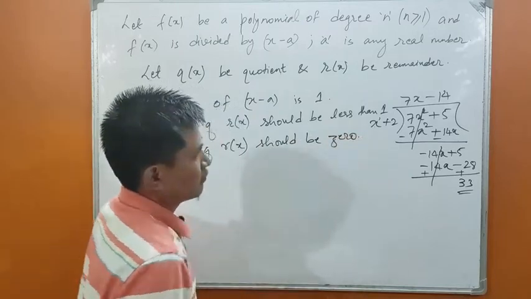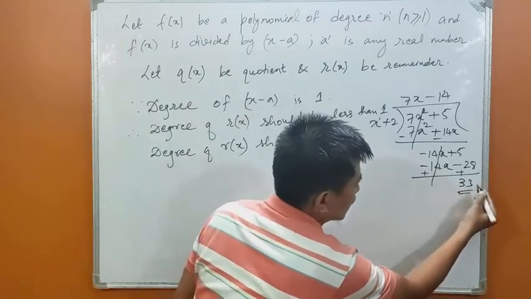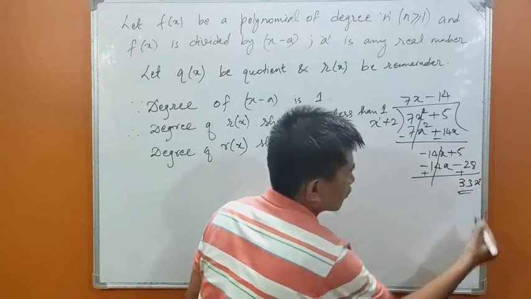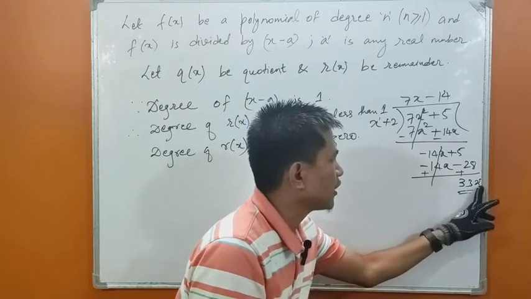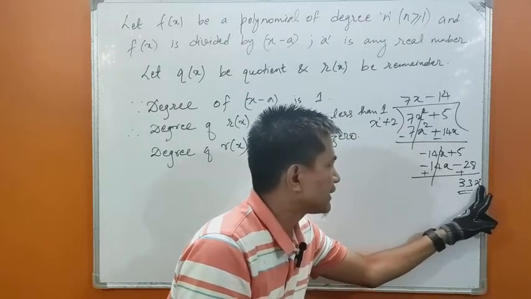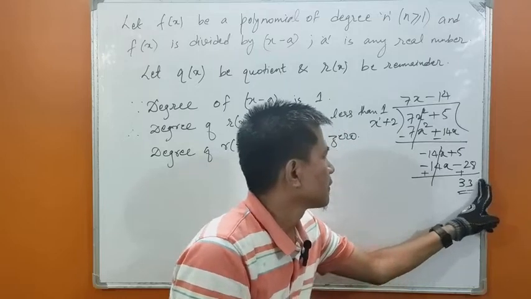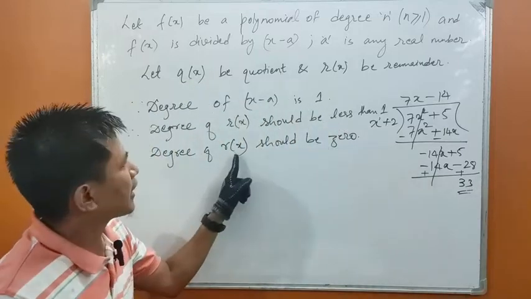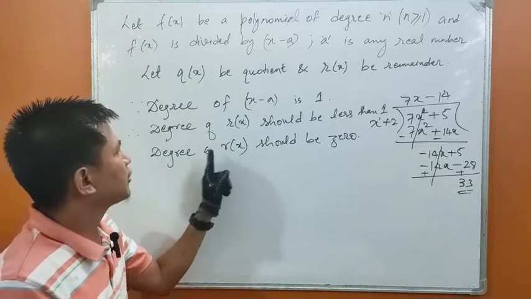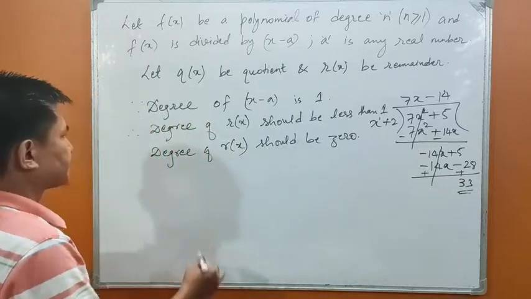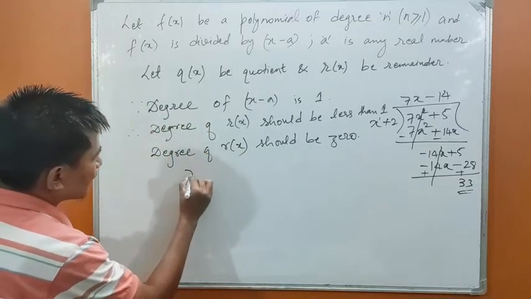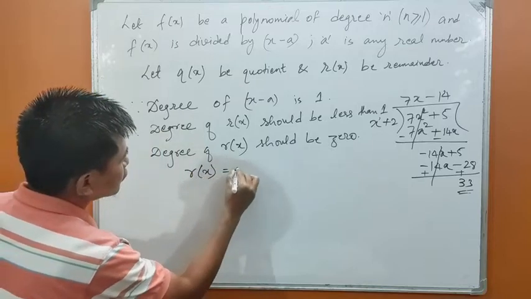We saw here degree of this 33 is x to the power 0, because we don't have any variable term here, we can put x to the power 0. So degree of the variable is 0, isn't it? So degree of Rx is the remainder. So degree of Rx should be 0. Or you can write Rx equals to 0.